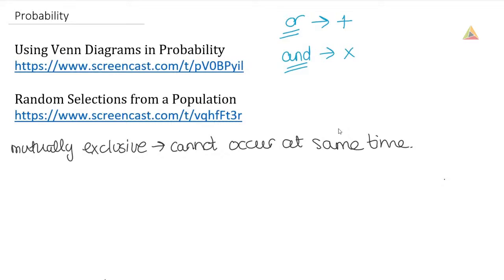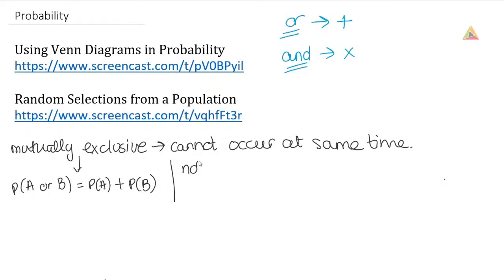But I could pick a red queen. There are two red queens in the pack of cards. So the card being red and the card being a queen are not mutually exclusive. If they cannot occur at the same time, we describe them as mutually exclusive, and we say the probability of A or B occurring is just going to be the probability of the first one plus the probability of the second one. That's what we were saying. We've seen the word or, so we know that we're going to add them together.